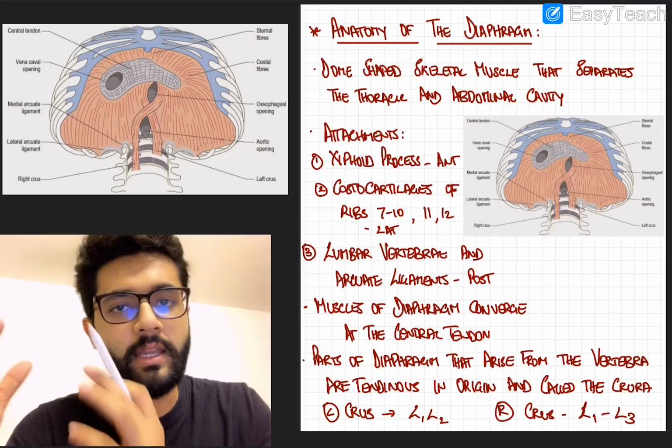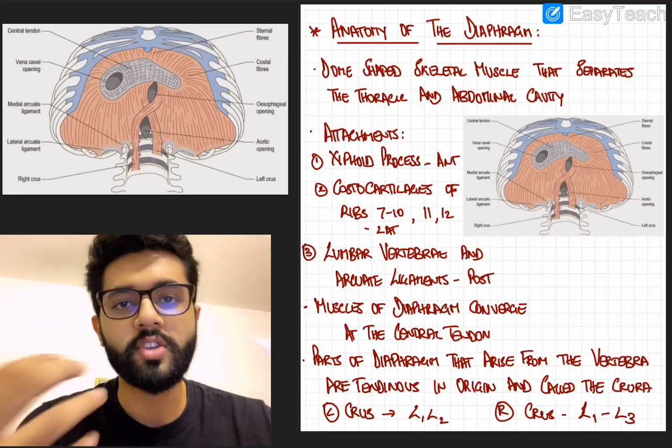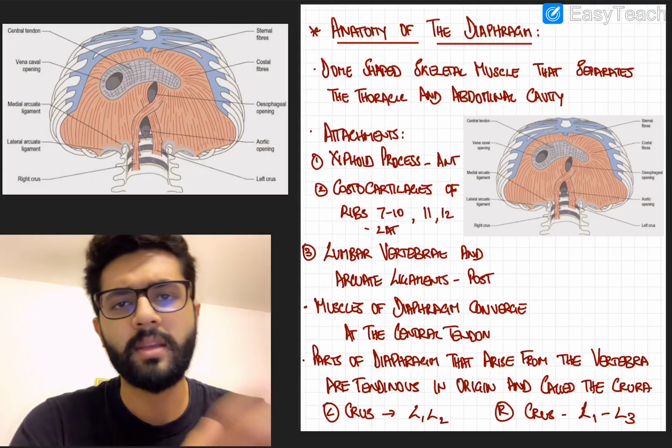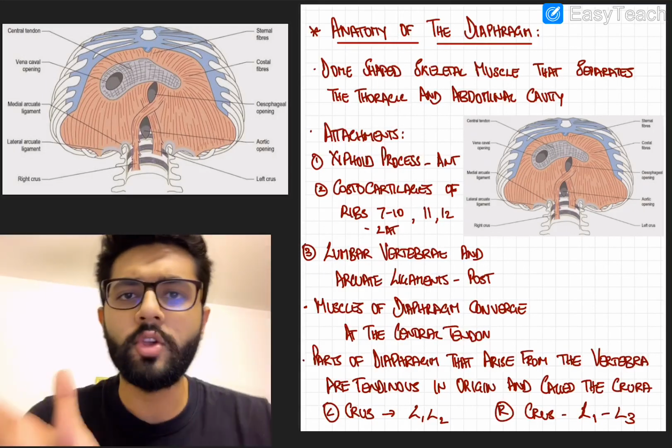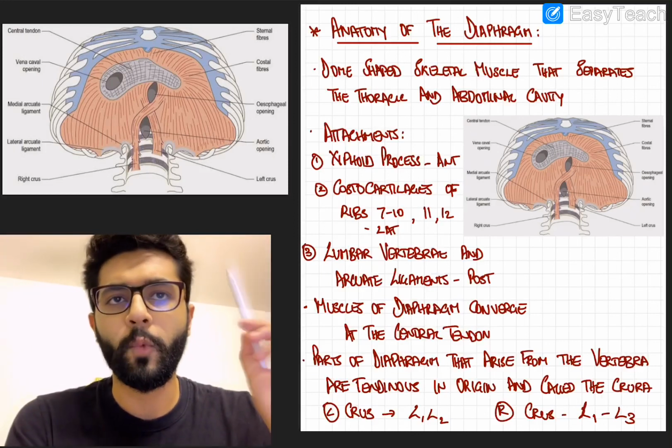Then a little bit about the nerve supply and the blood supply of the muscle, more importantly the nerve supply. And then also about the action or the function of the muscle. And lastly, some clinical relevance of the muscle. So whenever you approach a muscle, try to study it under these 6 headings. So let's start with the diaphragm.